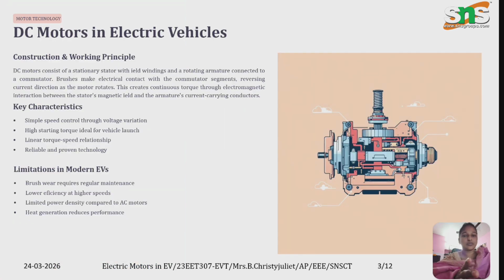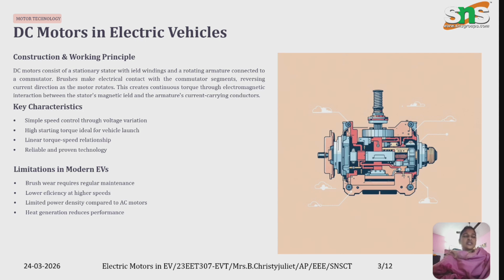First, let's understand DC motors. A DC motor has a stator, which is the stationary part, a rotating armature, and a brush with a commutator. The brush helps to change the direction of current so that the motor keeps rotating. The main advantages of a DC motor are that it is easy to control its speed and it has high starting torque, which is good for initial movements. It is also very simple in construction and highly reliable. For example, like pushing a bicycle, we need to have a strong push at the start.